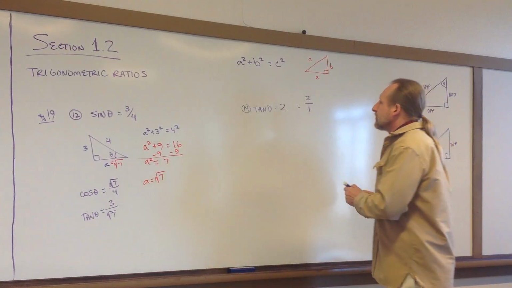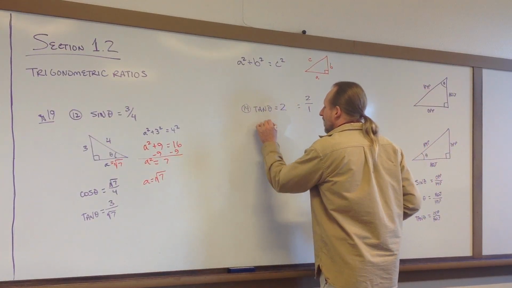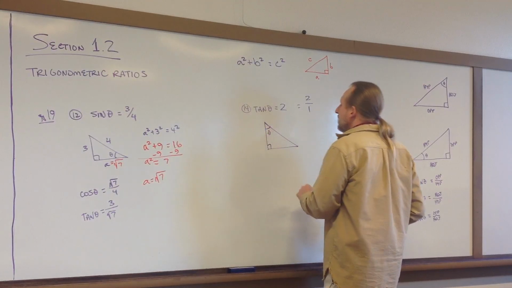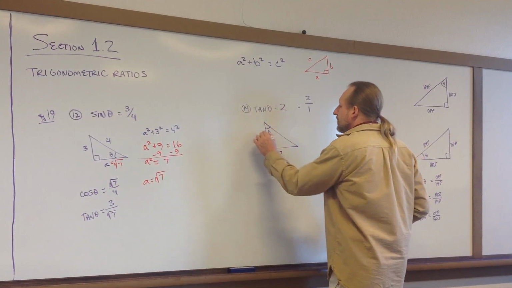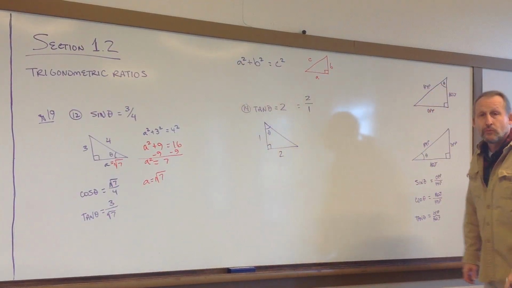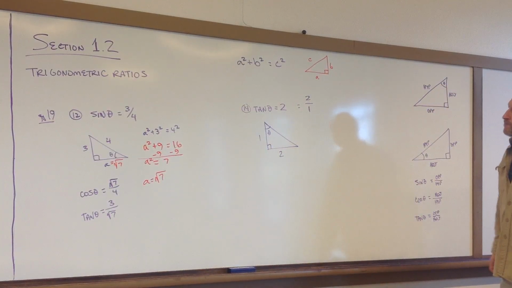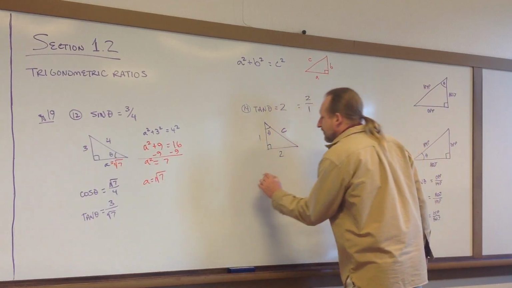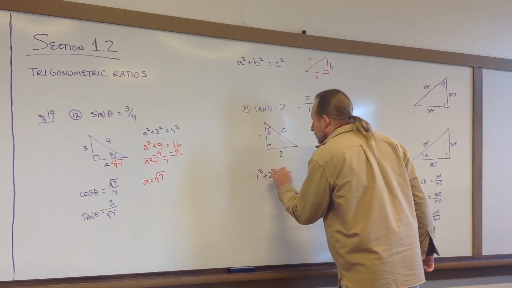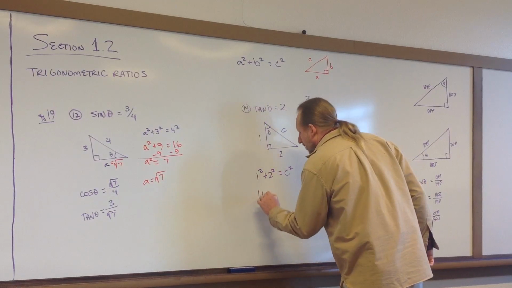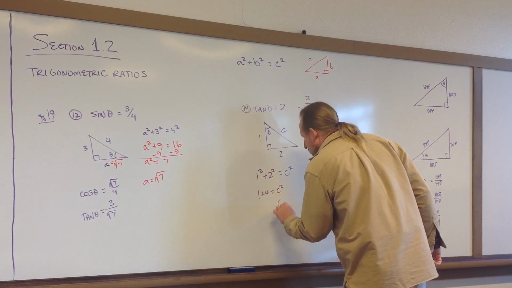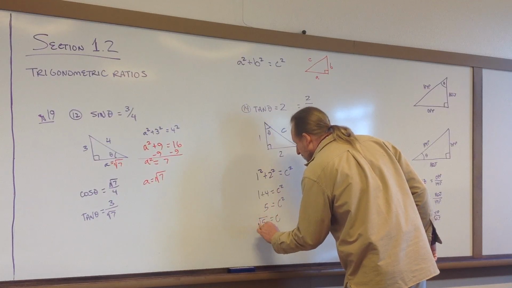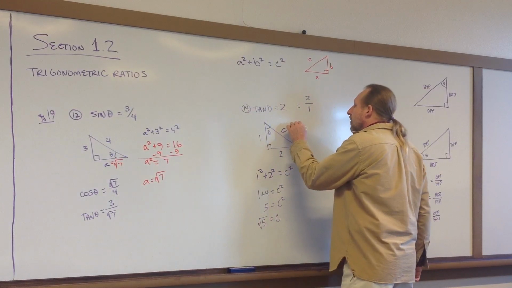Now we do have the 2 sides. We have the side opposite and the side adjacent, right? Let's see, I'll put theta up here. So the side opposite would be 2, and the side adjacent would be 1. Okay? So now we can set up our Pythagorean theorem. 1 squared plus 2 squared equals c squared. So that means c squared is equal to 5, and c is square root 5.